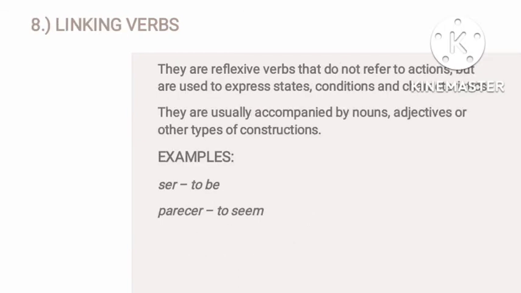The eighth one is the linking verbs. They are reflexive verbs that do not refer to actions, but are used to express states, conditions, and characteristics. They are usually accompanied by nouns, adjectives, or other types of constructions.